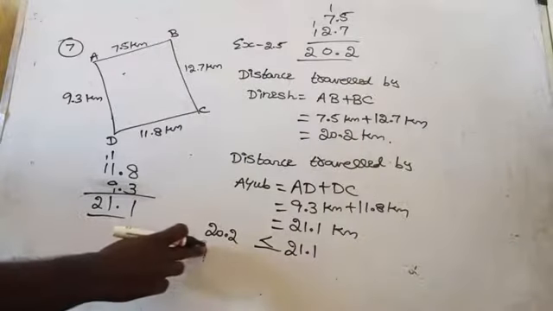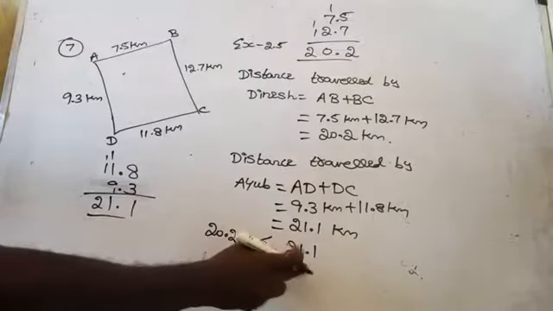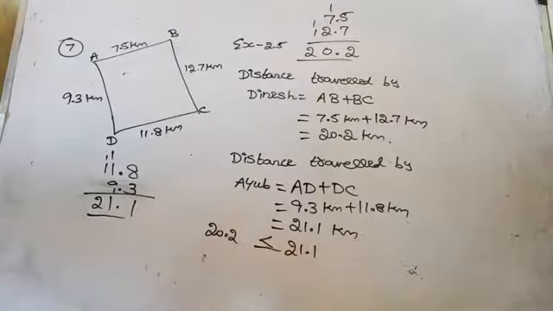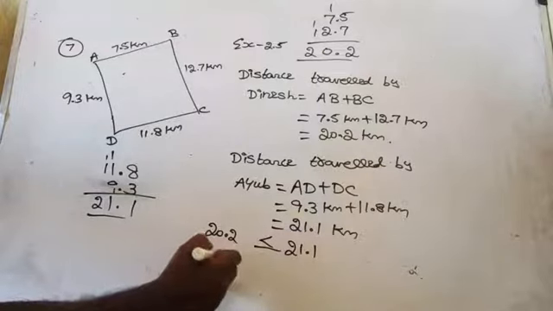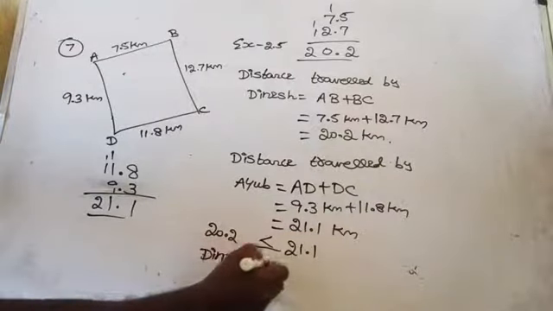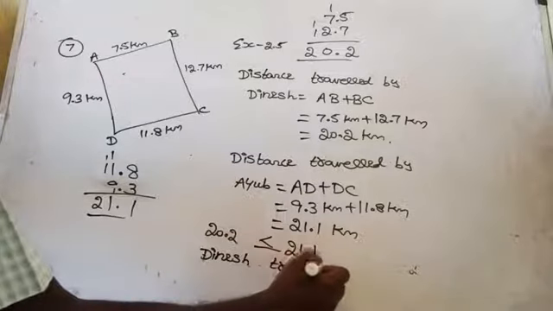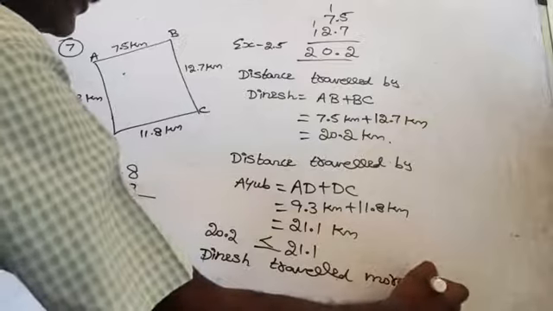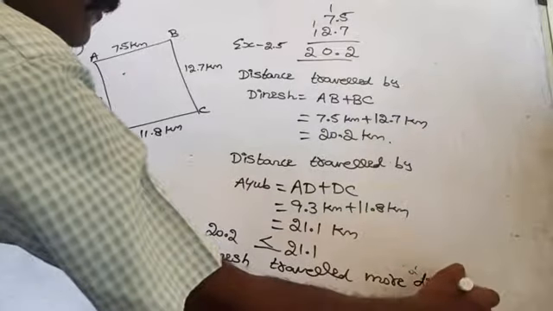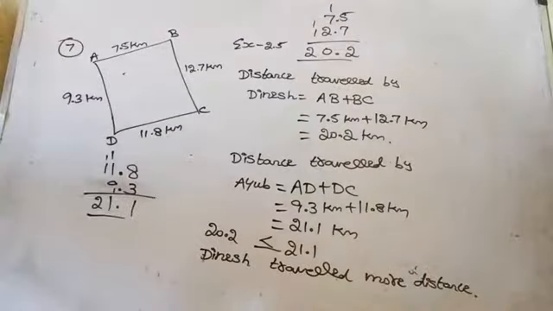So this is the distance travelled by Dinesh, and this is the distance travelled by Ayub. Am I right? So who travelled more distance? Ayub travelled more distance. Am I right here? So we completed question number 7.